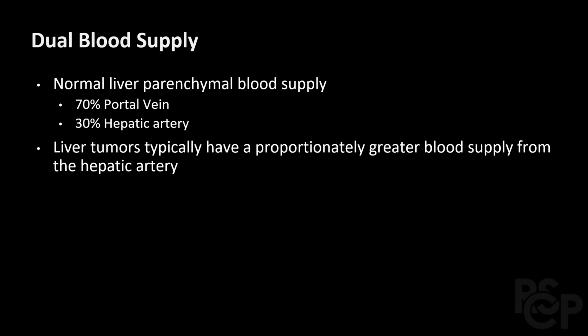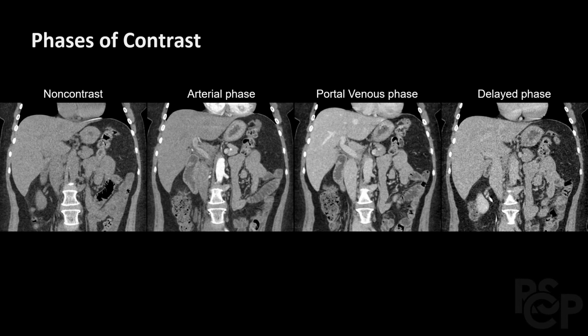It is important to note that the normal liver parenchyma receives most of its blood supply from the portal vein. However, liver tumors typically have a proportionately greater blood supply from the hepatic artery. This is important in utilizing the various phases of contrast to assess lesions. As you can see here, the liver and the rest of the abdomen appear slightly different depending on which phase of contrast imaging is obtained during.